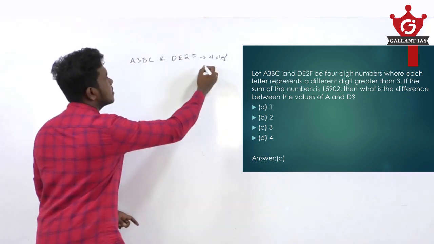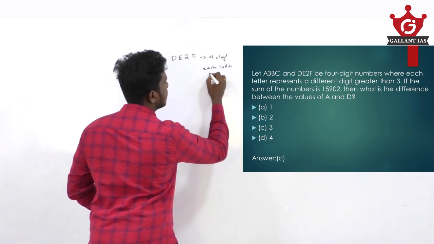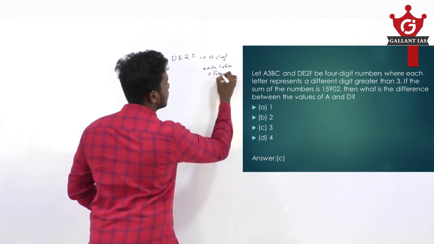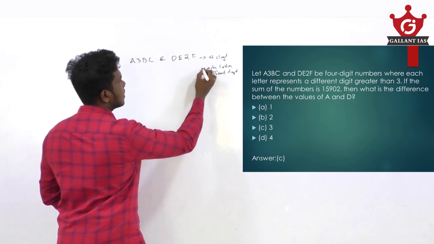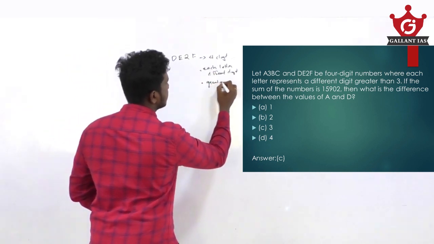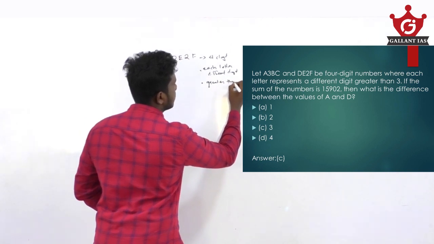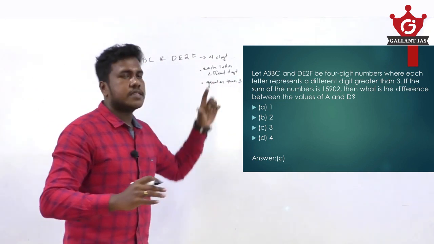Each letter represents a different digit, and this is the second point. And that digit is what? Greater than 3. That digit is greater than 3. So these are the 3 key points that you need to keep into consideration while solving this question.